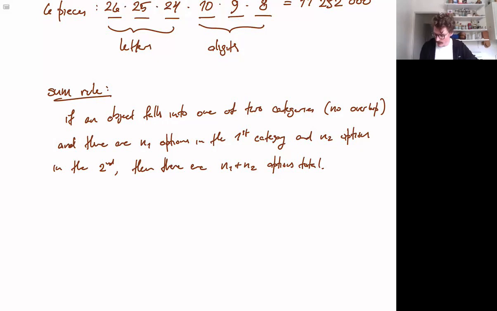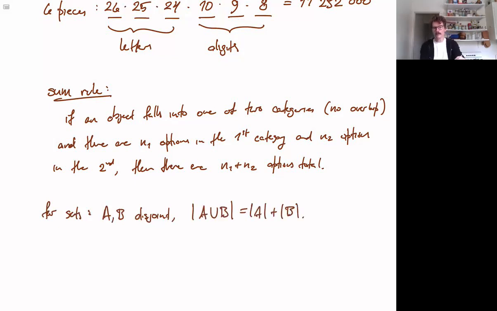And okay, let's give another set analogy. For sets, if we have two sets which are, let's say they're finite and they're disjoint, then the cardinality of A union B is equal to the cardinality of A plus the cardinality of B. And this is saying essentially the same thing, right? Because here we have objects that are either in A or in B, and since we're assuming they're disjoint, they cannot be in both. And here we're saying that the number of objects like that is just the number of objects in A plus the number of objects in B.